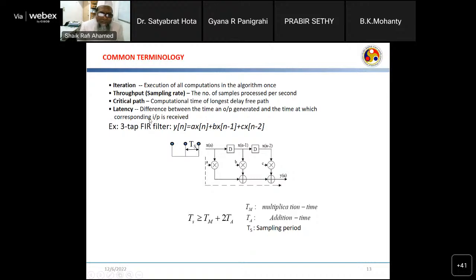So if I consider a 3-tap FIR filter, this is the mathematical difference equation of the 3-tap FIR filter. y of n is the output, x of n is the input. So coefficient A into x of n, B into x of n minus 1, C into x of n minus 2.